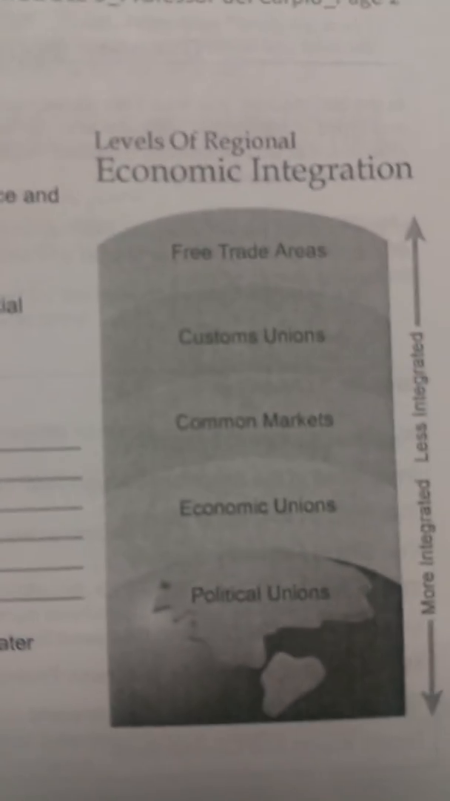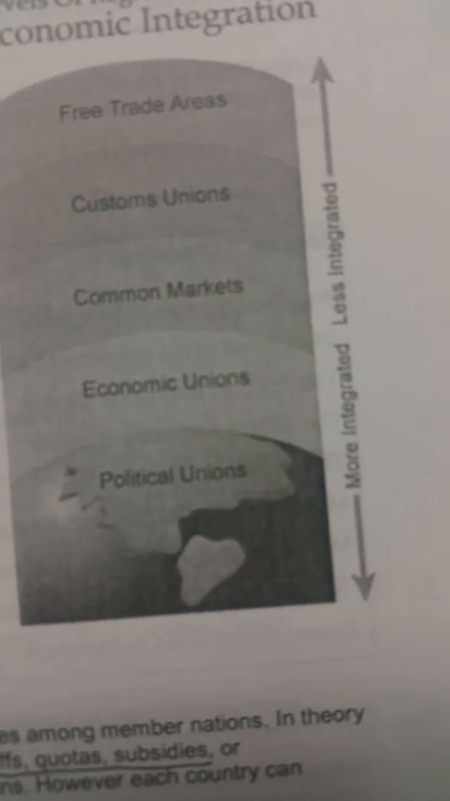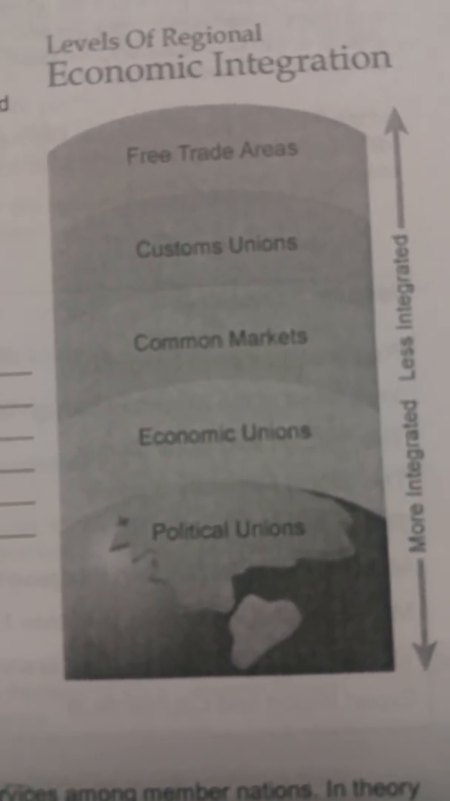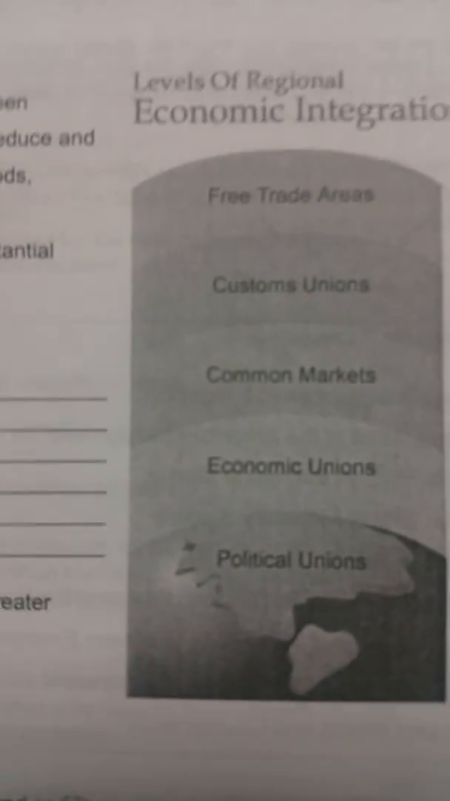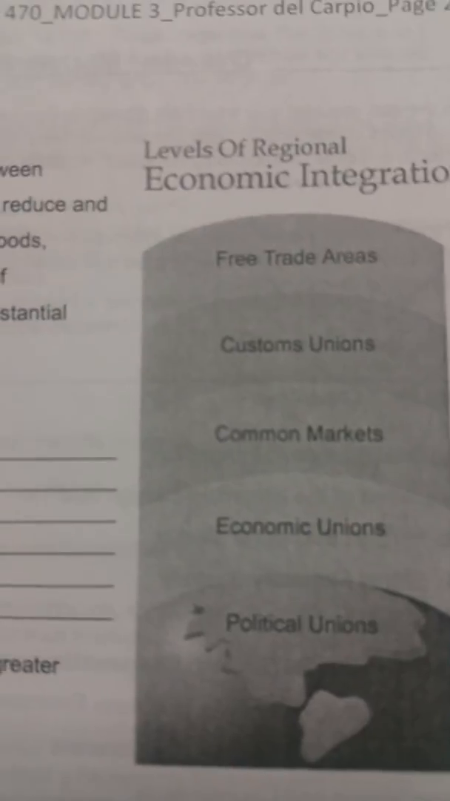Region, and they work together to reduce economic barriers. Okay, so what are the levels? The 5 levels are free trade areas, customs unions, common market, economic unions, and political unions. Okay, give me concrete examples. That's what I want. A concrete example of a free trade area.